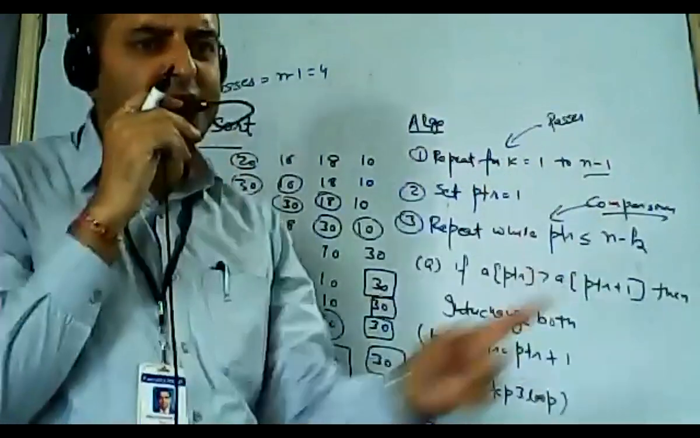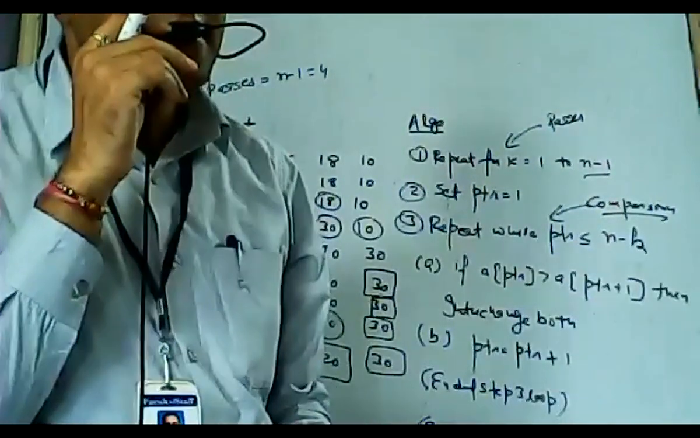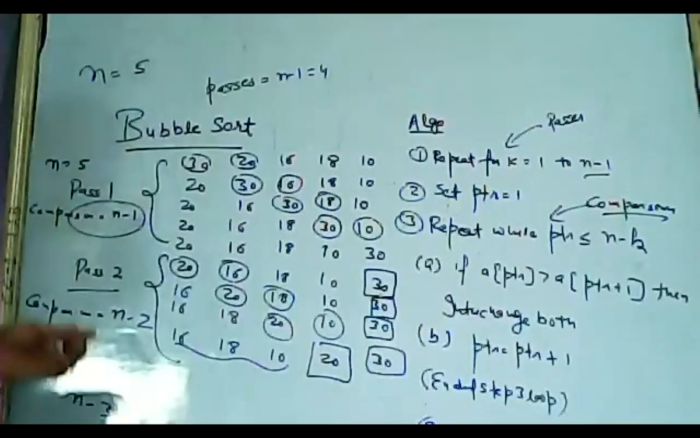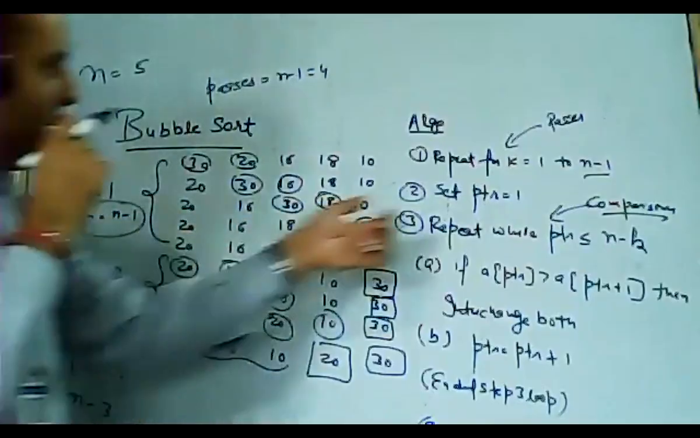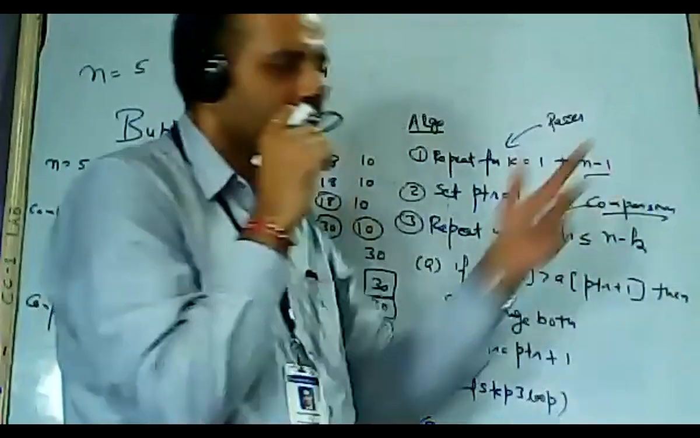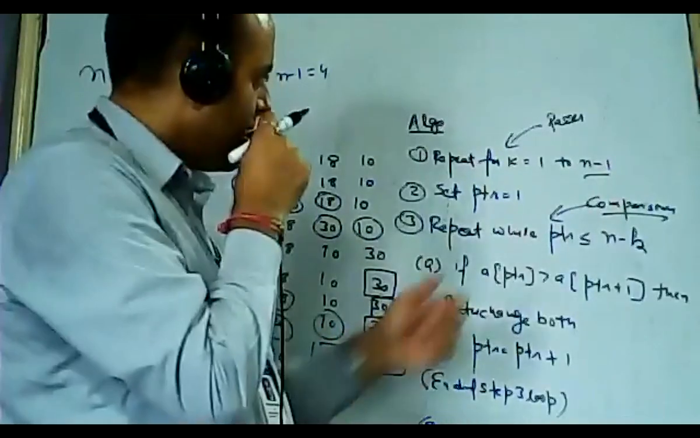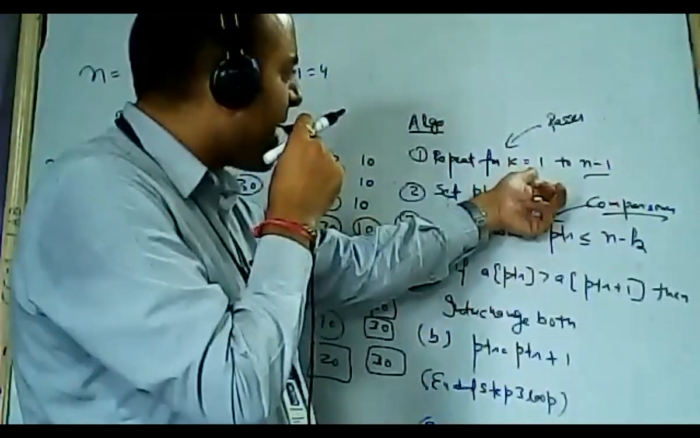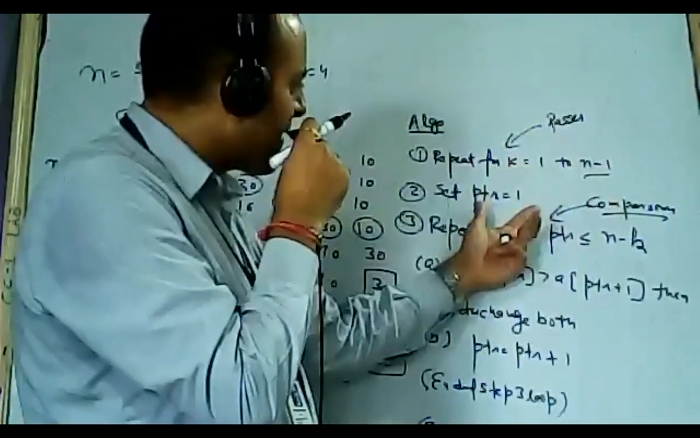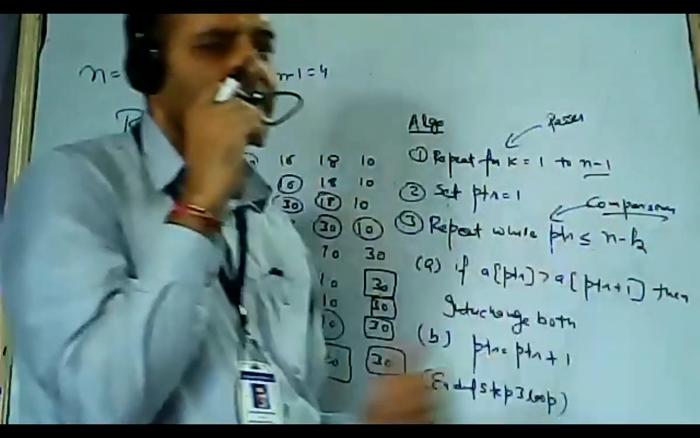And K is 1 means which pass? First pass. And how many comparisons were there in the first pass? N minus 1. So K is first pass, 1 to n minus 1. Please put your mic on mute, there's some noise. K is 1 means first pass, so in first pass the pointer will move from 1 to n minus 1.